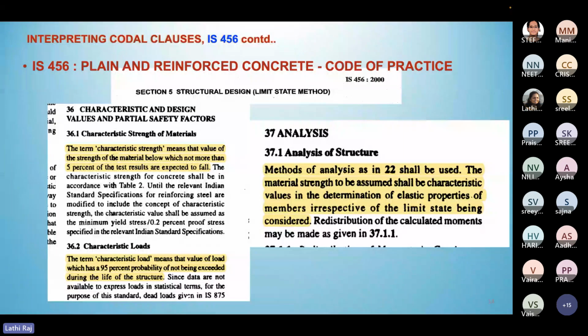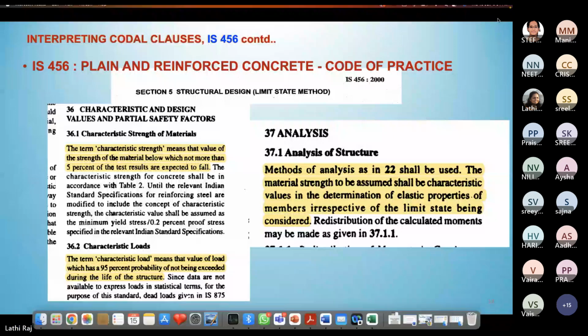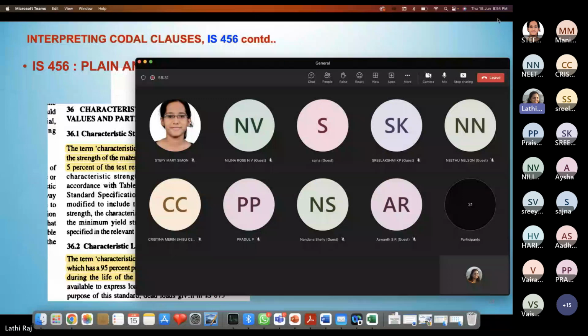What is a material constant for concrete and what is a material constant for steel reinforcement? Pradul, can you unmute? Are you there, Pradul? Yes. What is the material constant for concrete? 1.5. What is the material constant for steel reinforcement? 1.15.